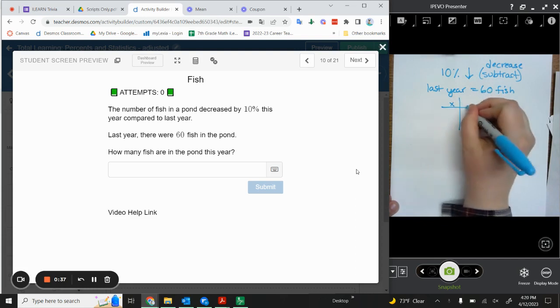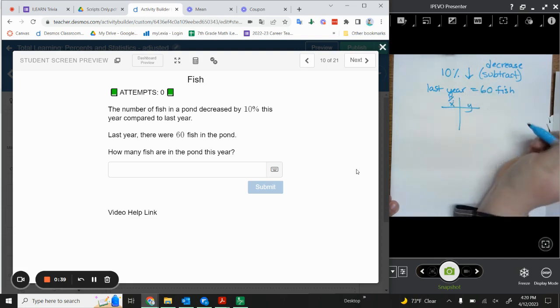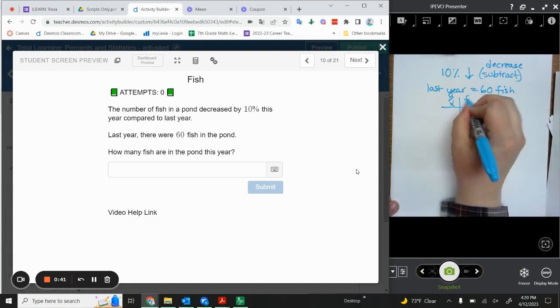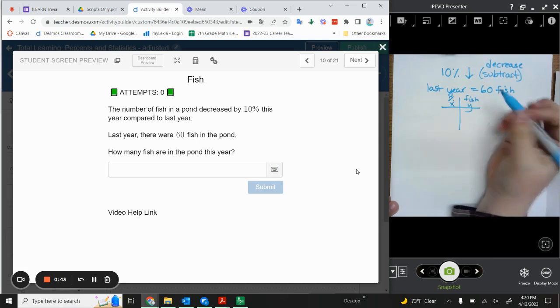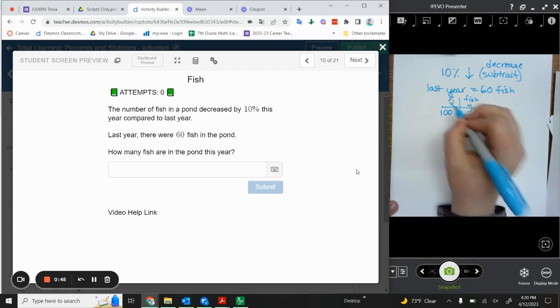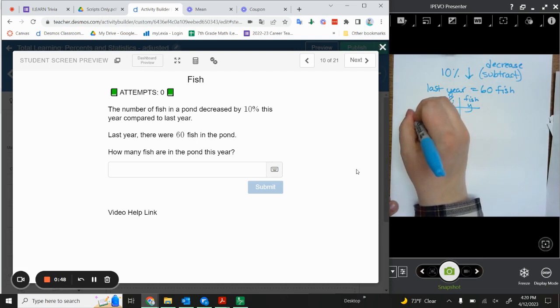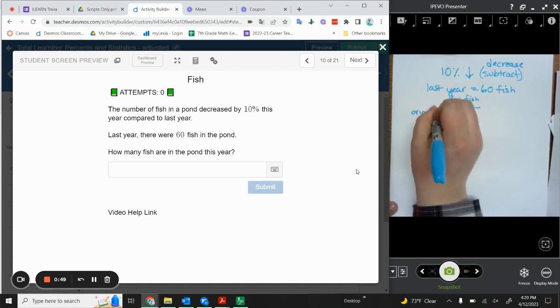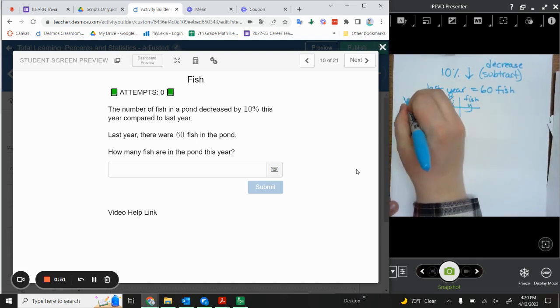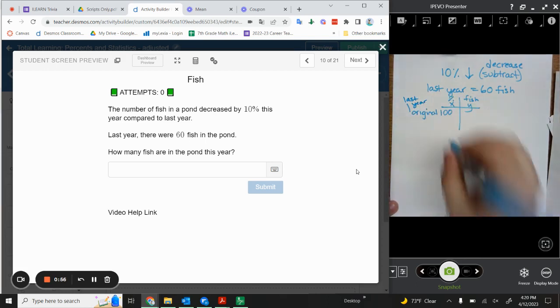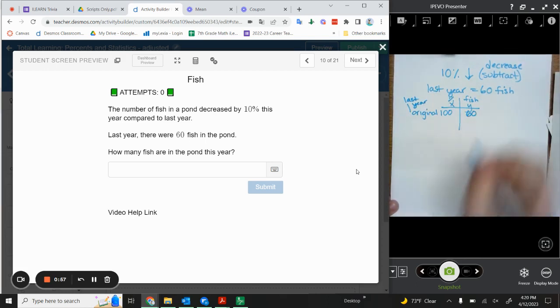and I'm going to set my percent here. Now, I'm not talking about money in this case. I'm talking about fish. So the 100% that I'm going to mark is where I started. This is my original amount, which actually means that we're talking about last year. Original means where you start. So the original amount was 60 fish, okay?